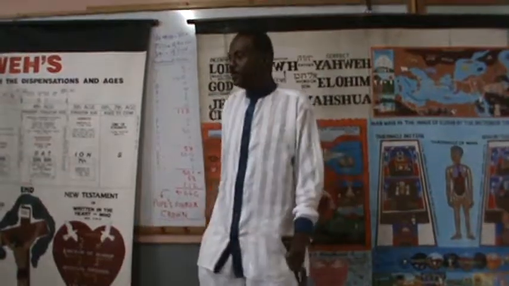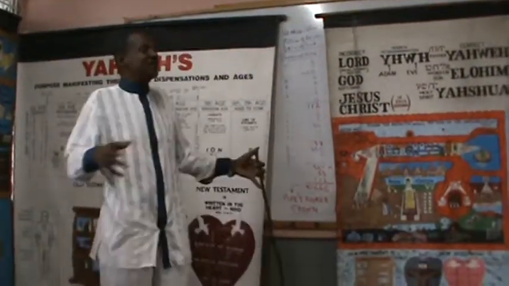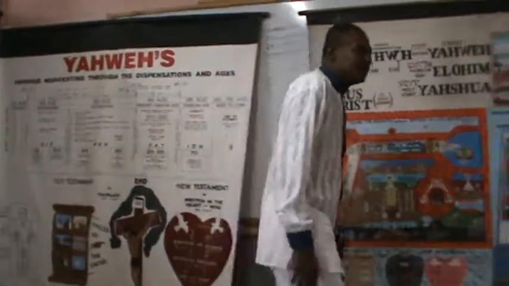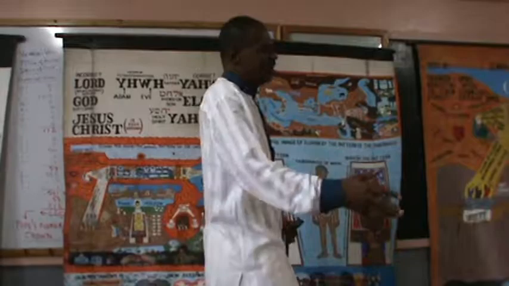Be it known unto you, and to all the people of Israel, that by the name of Yahshua. Now watch this. There was a man at the temple called Beautiful. It was an impotent man. You understand? He lay at the temple and saw Peter and John coming and begged them for alms.